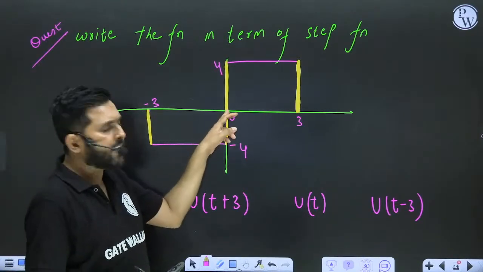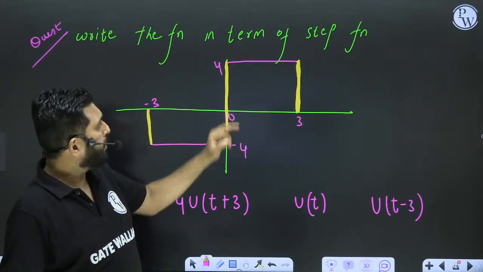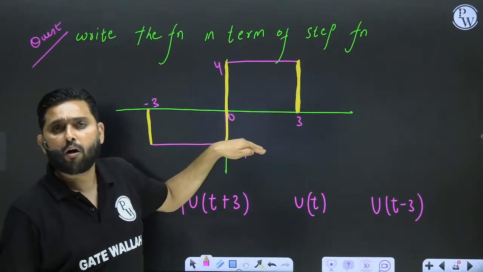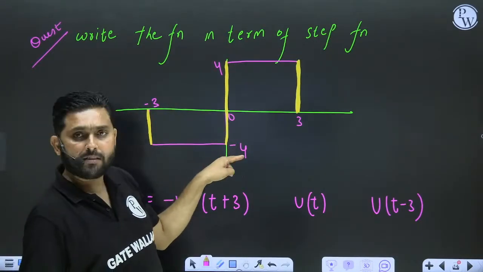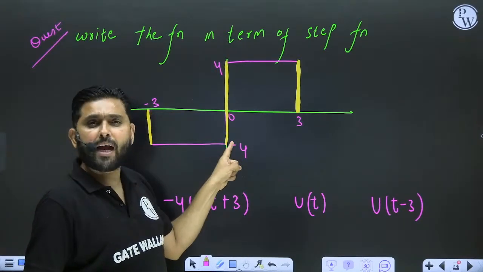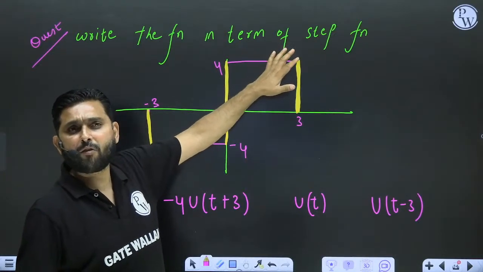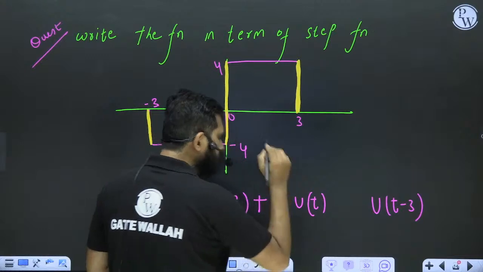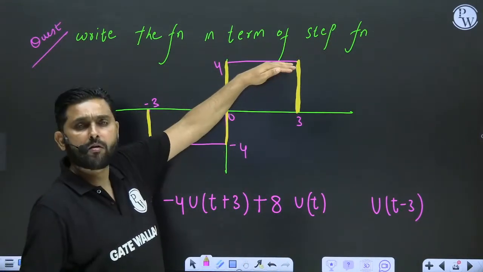Now stand at 0. Earlier it was -4, but now it becomes 4. Tell me what value I should add to -4 to get 4. Definitely 8. Yes or no? Earlier we were at -4, and -4 becomes +4, so -4 plus 8 gives +4. Plus 8. Now we are at 4.